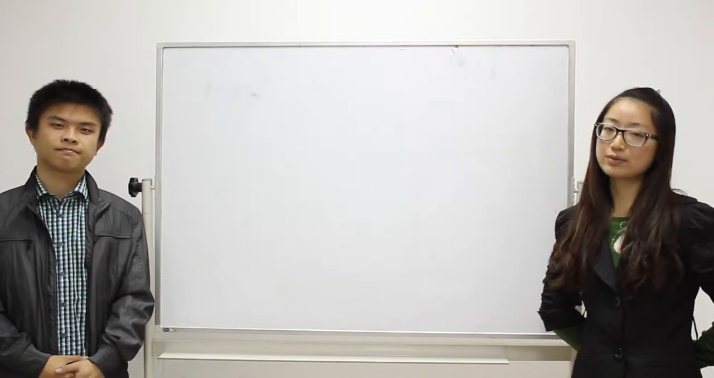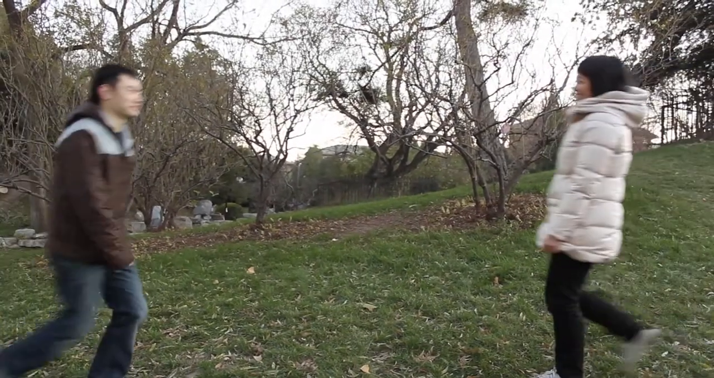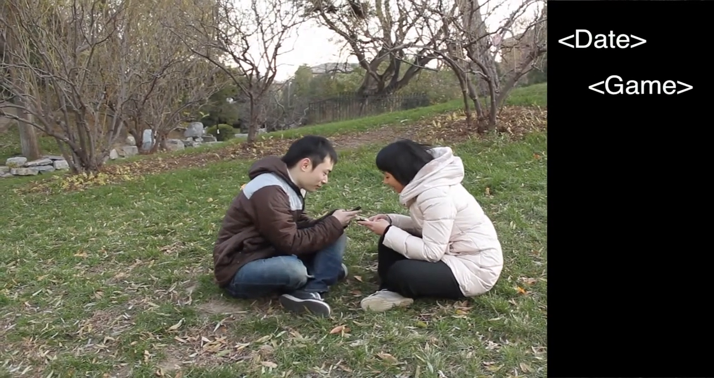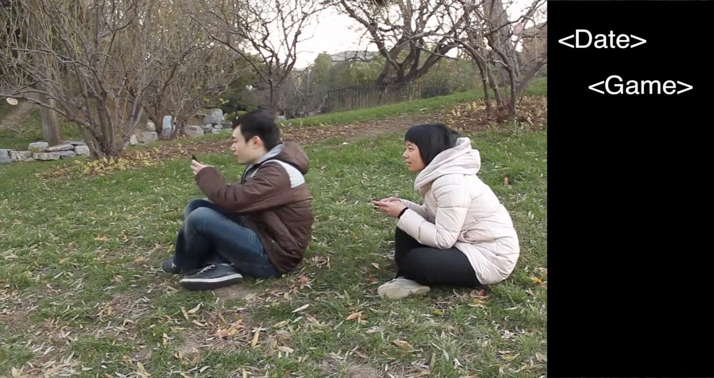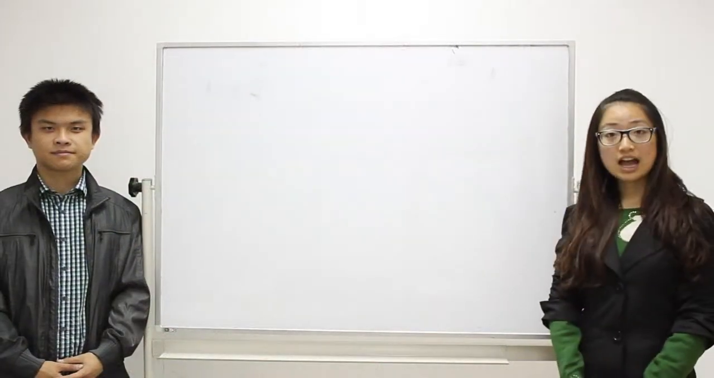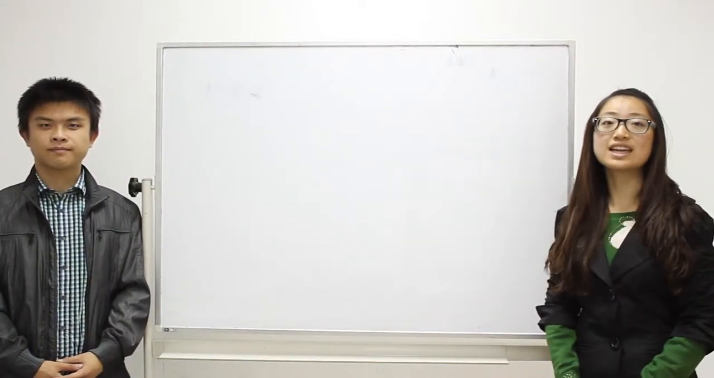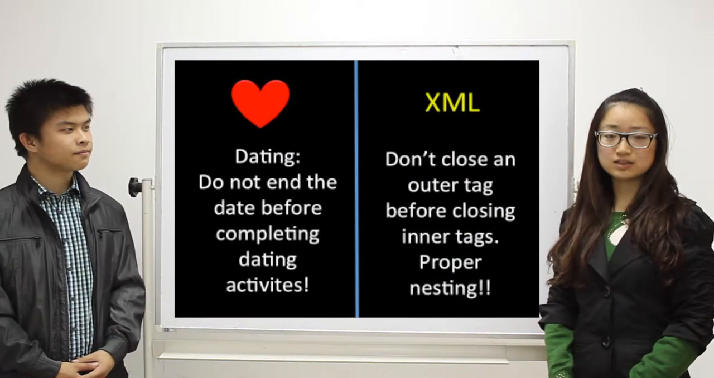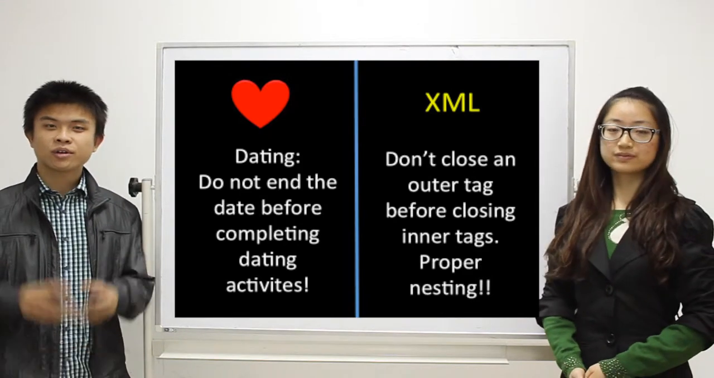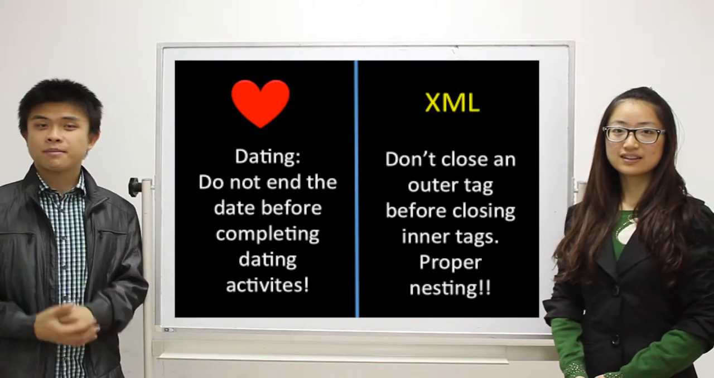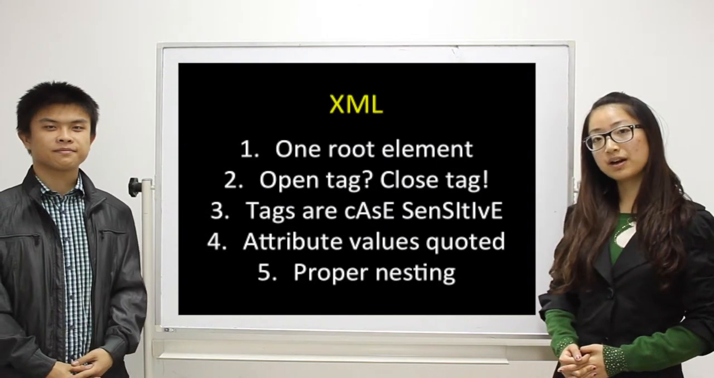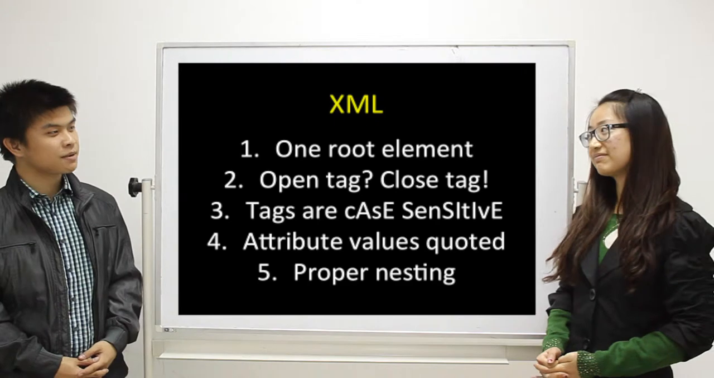There's one last thing you have to remember. In XML, don't close an outer tag before closing all the inner tags. Make sure you nest your tags properly. So in summary, make sure that you follow our tips above for a perfect date. And the perfect XML document.